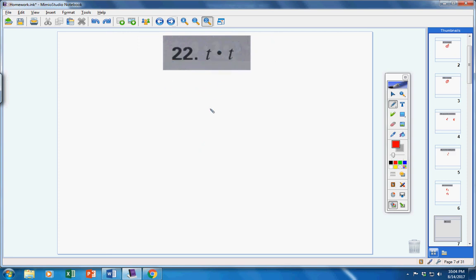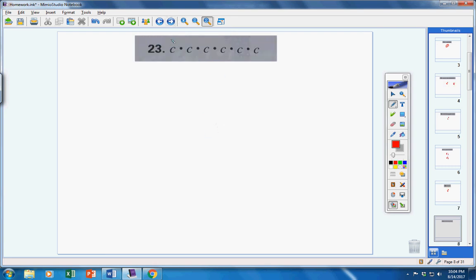22. T times t, well, that's t squared. I have 2 t's, t squared. 23. I have 6 c's. C is being multiplied 6 times, so c to the 6th power.